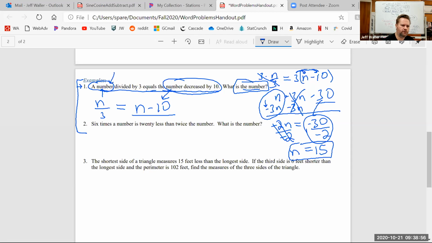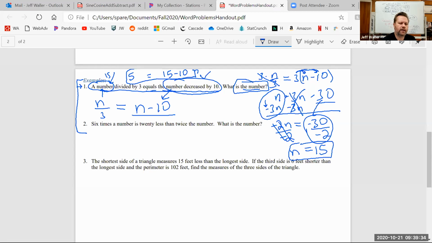So a number divided by 3. If the number is 15, what do I get when I divide it by 3? 5. So number divided by 3, if the number is 15, divided by 3 is 5. Does that equal the number decreased by 10? Yes. So I know it's true. It's a check. I checked it. The number does what it's supposed to do. All right.